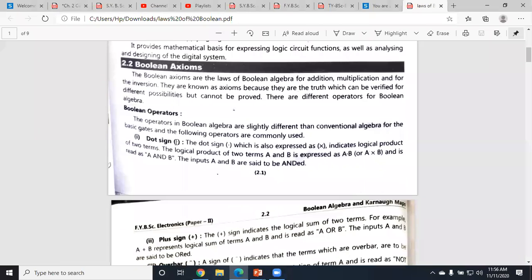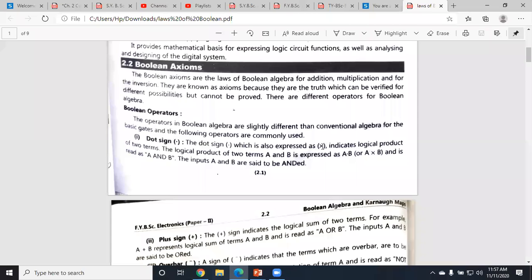What does the dot sign indicate? Can anybody tell me? In the last lecture I told you. Multiplication, right. Dot indicates multiplication. So if I write A dot B, what does that mean? A is going to multiply with B, right? The dot sign is also expressed as a cross.